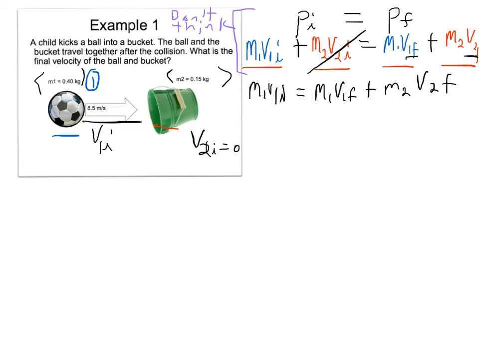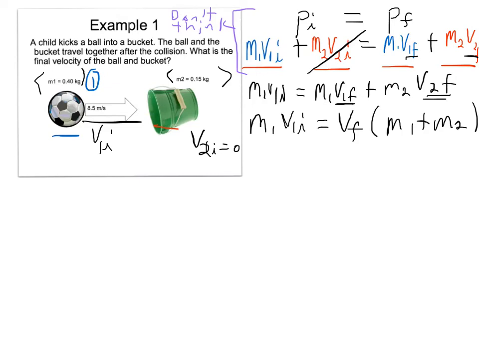Now if two objects move together, and that won't always happen, but if they do, their final velocities are the same. Because if they're moving together, they have to have the same velocity. They can't have different velocities. Just like two objects connected with a string had to have the same acceleration, if two objects move off together, they have the same velocity. So let's call these both vf and factor it out. Now I've got m1 v1i equals vf times (m1 plus m2).